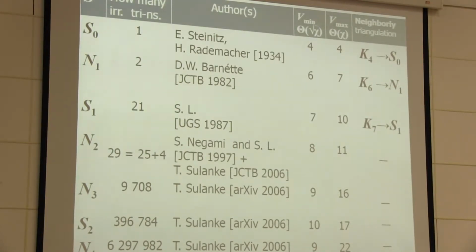For the torus case, actually S1, the sphere fitted with one handle, the torus S1, there are precisely 21 combinatorial types of reducible triangulation obtained by yours truly in 1987. And the number of vertices varies from 7 to 10. Here, this column shows the smallest number of vertices in an irreducible triangulation of the corresponding surface we can have. And here's the maximum number of vertices in an irreducible triangulation.